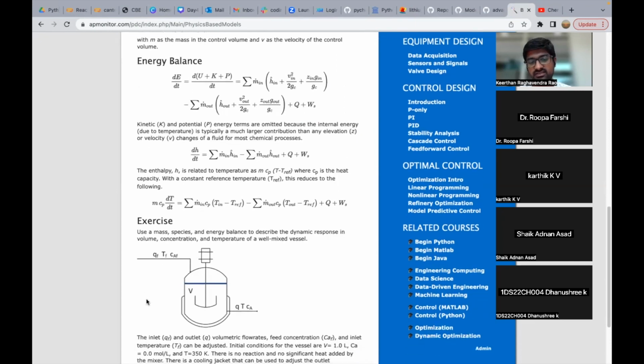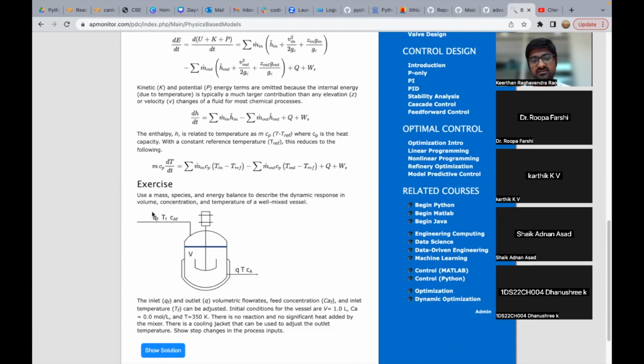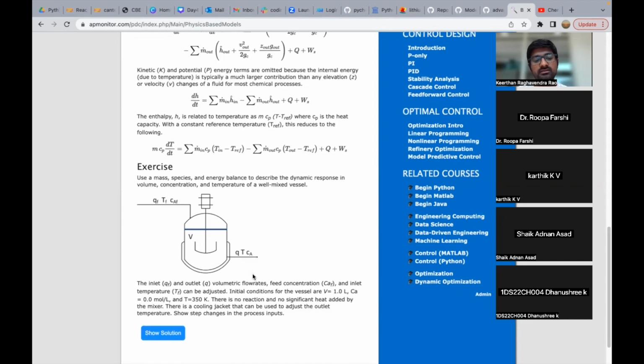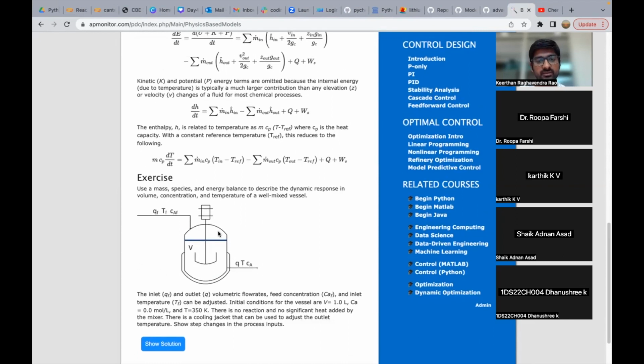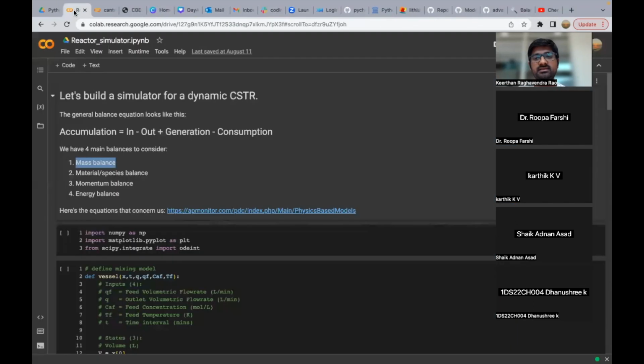So for a continuous stirred tank reactor, we have the feed flow rate, the feed temperature, and the feed concentration. This will usually be the initial conditions. Then we have the reactor volume, and we have the output flow rate, the output temperature, and the concentration of the output. So these are usually the basic parameters that we deal with. Let's look at how we can do this using Python.